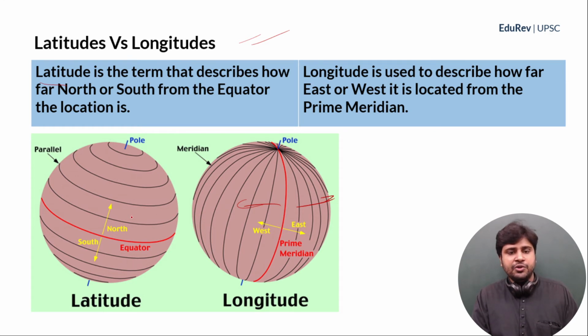So, the parallels of latitudes are parallel circles to the equator. They are one complete circle. But the meridians of longitude are not complete circles. These are semicircles. And they all have equal lengths and they all converge at North Pole and South Pole. So that is the basic difference between latitudes and longitudes.